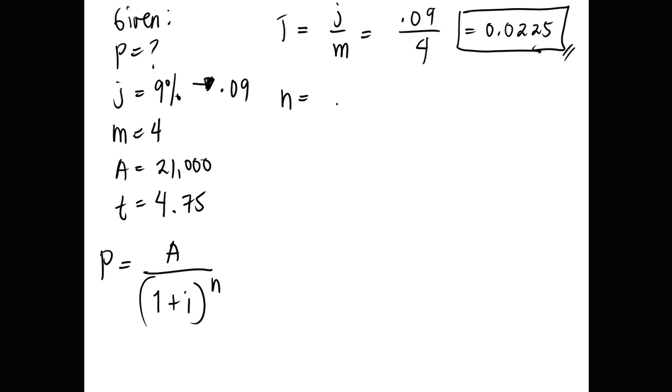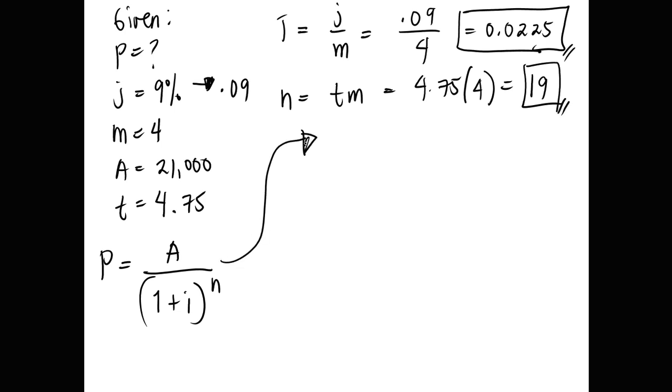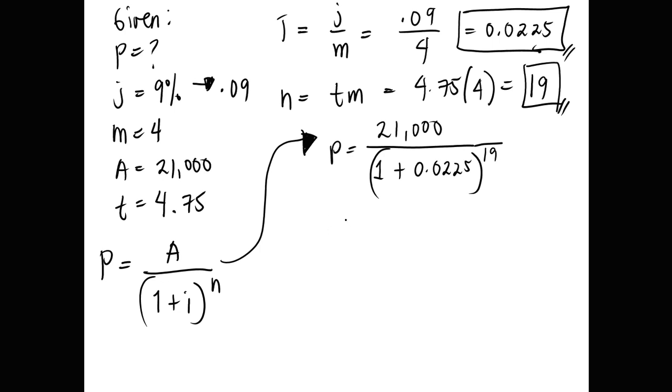Next, for n, we have to multiply t and m. So, our time is 4.75 multiplied by our m, which is 4, and that is equal to 19. Okay. So, after that, substitute. Same process, but different givens. So, substitute our future value, 21,000 pesos. Again, we are solving for the principal amount. Divide by 1 plus our i, 0.0225, raised to n, which is 19.